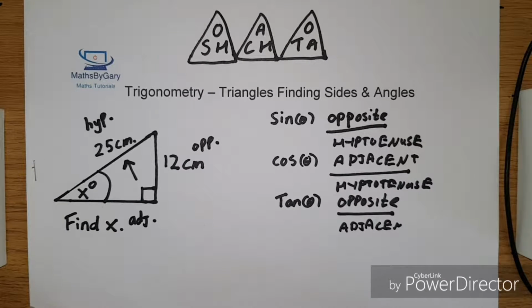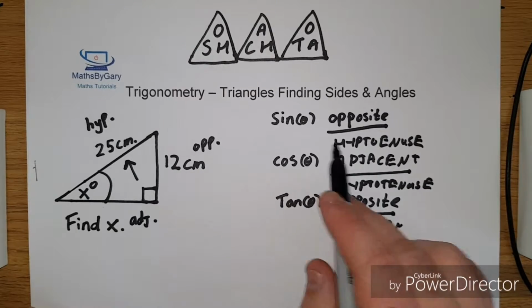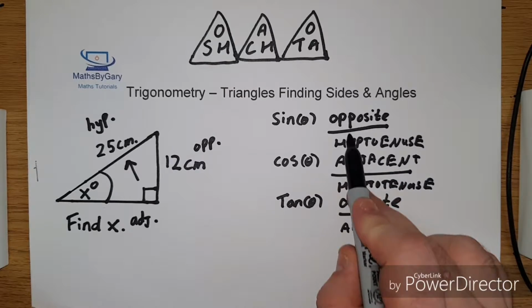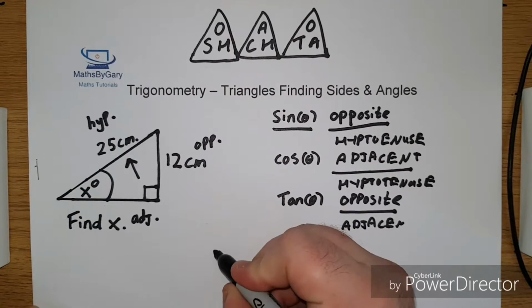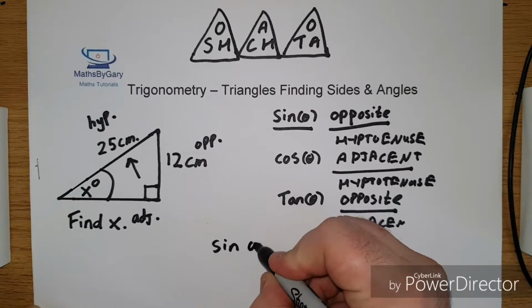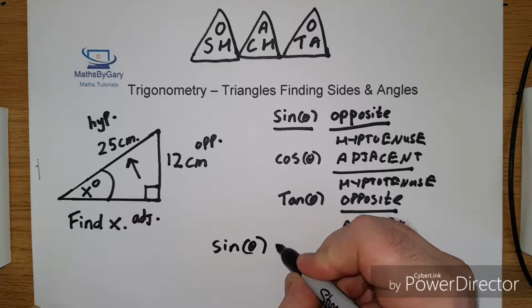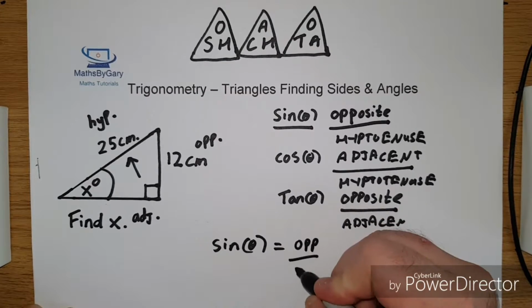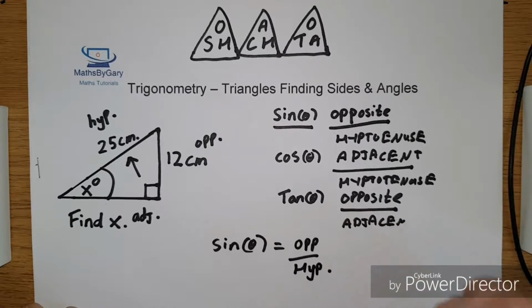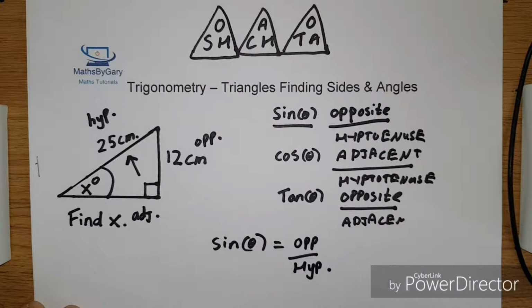So we decide which one we're going to use: opp and hyp. So we use sine. Sine theta equals opp over hyp. Then we can plug in what we know.